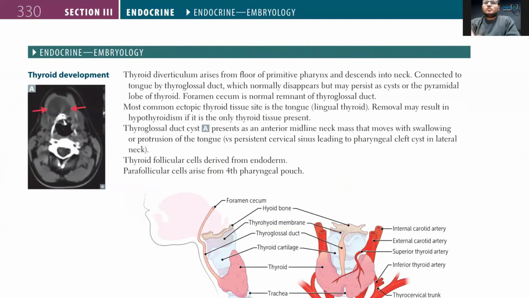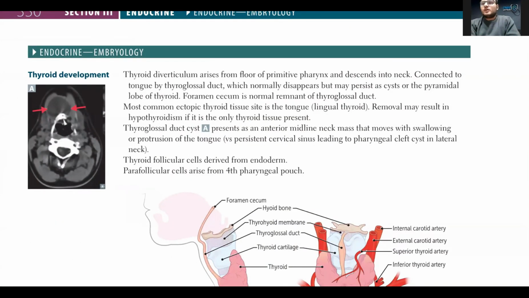Next we will go. Thyroid diverticulum arises from the floor of primitive pharynx and descends into the neck. It is connected to the tongue by a thyroglossal duct. It's a very important point. It starts from the base of pharynx and is connected to the tongue with a duct, that is the thyroglossal duct. Very important. It normally disappears, but it may persist as a cyst or in the form of pyramidal lobe of thyroid.